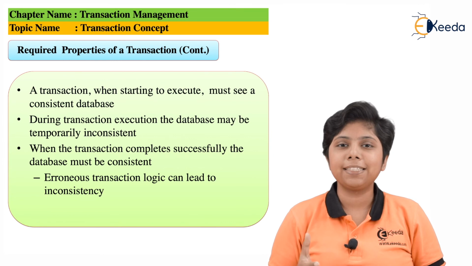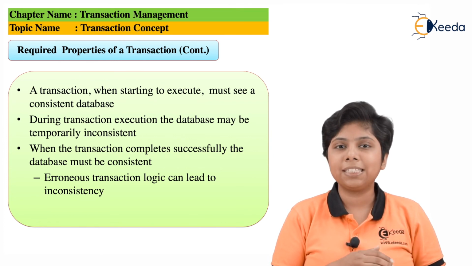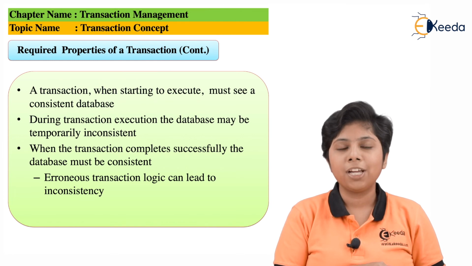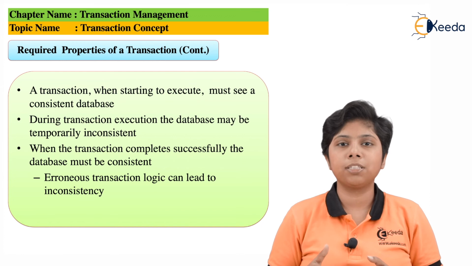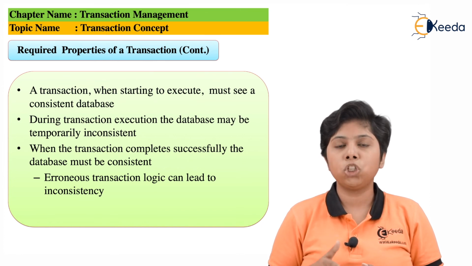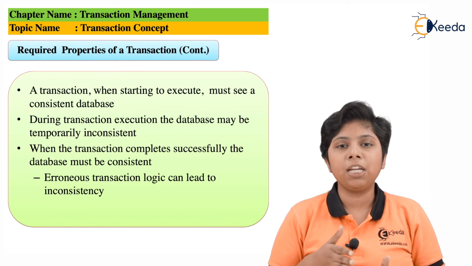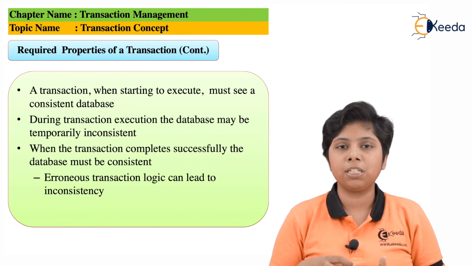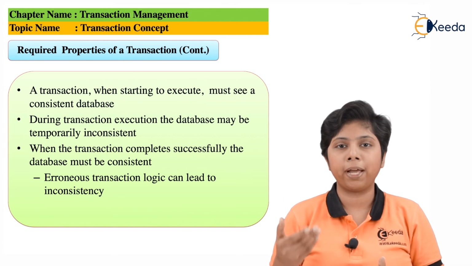Now see, consistency results in atomicity. If there is a consistent state that we want to reach, then the transaction must be atomic. That means all the operations of a transaction should be considered as a single unit. Even if the transaction fails between these operations, we will restart the transaction by rolling it back.